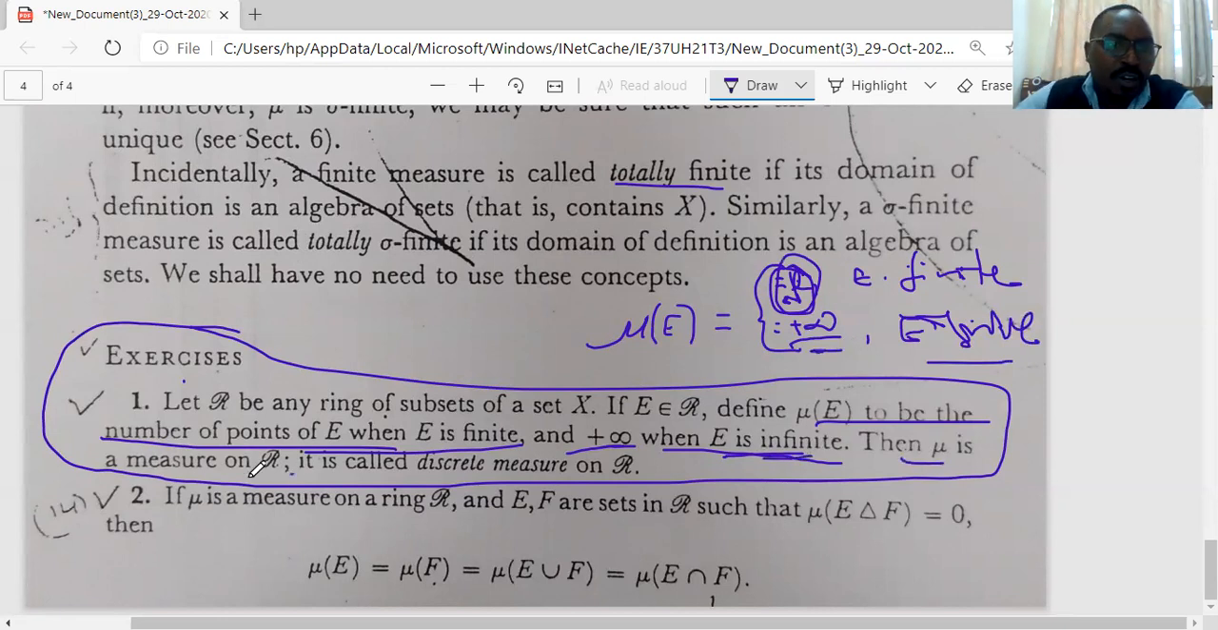Then mu is a measure on R, and this measure is given a term. It's called a discrete measure on R. So this exercise now becomes an assignment.